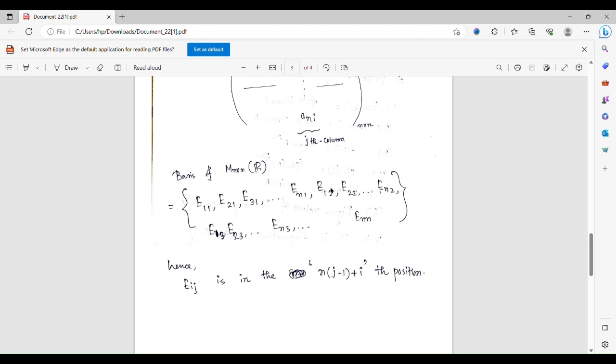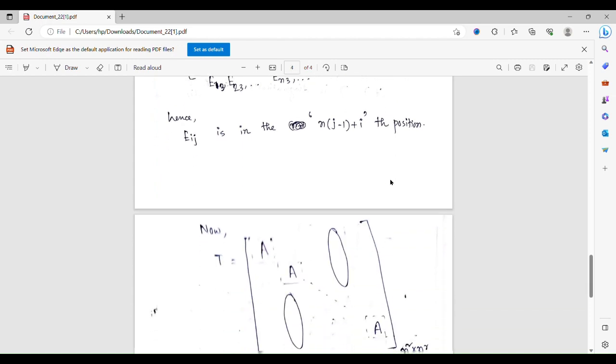Now what about T of E12? This will be our n plus 1th column. What will be our T of E22? This will be our n plus 2th column. What will be T of En2? This will be our 2nth column, and similarly so on.